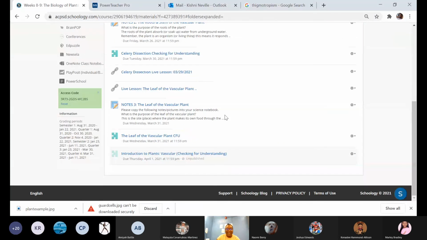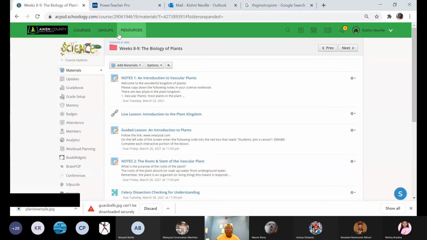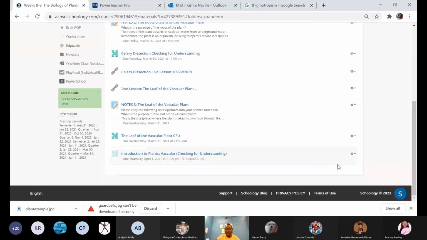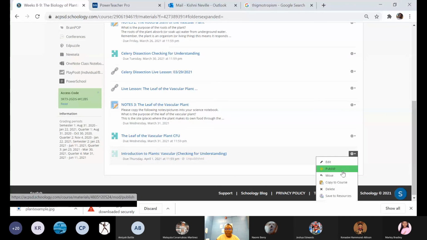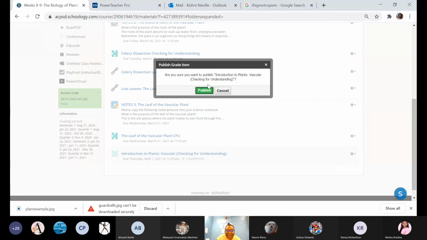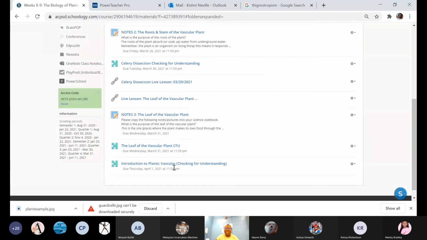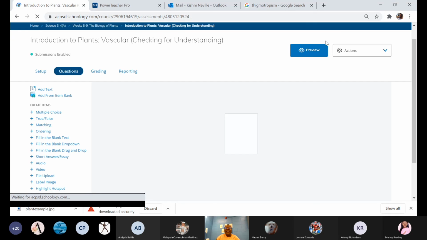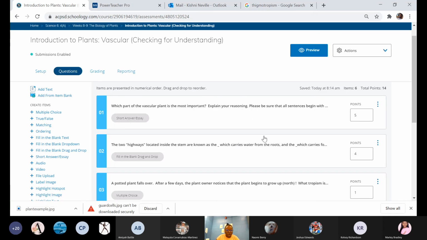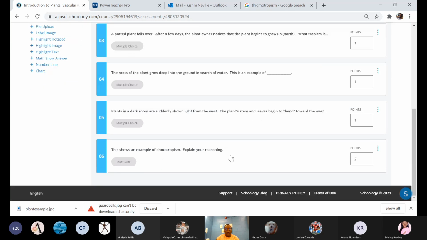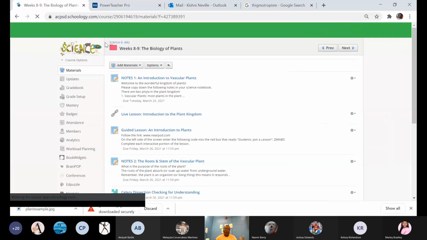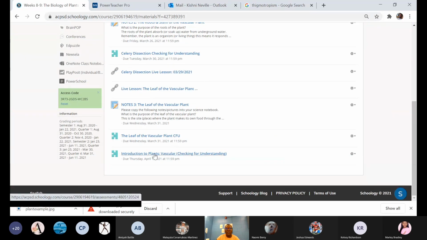When we go to our science class, we're going to go in our hot pink weeks 8 and 9, the Biology of Plants folder. And in that folder, you're going to see an assignment that says Introduction to Plants Vascular, Checking for Understanding. When you work on this, some of the questions will be multiple choice. This will overall be teacher graded. So it's going to be important that you wait for Ms. Neville to answer your questions before you start working on your second attempt.